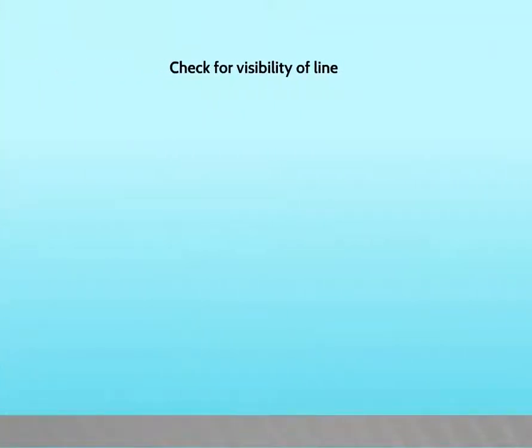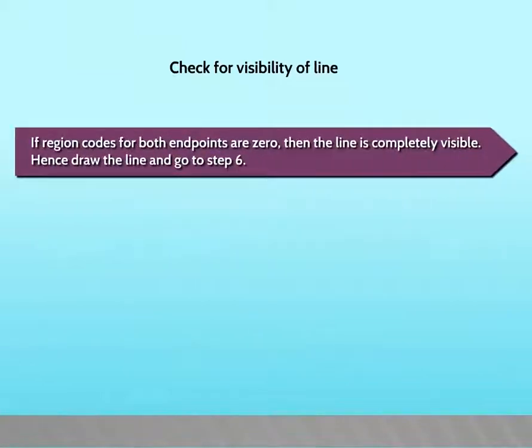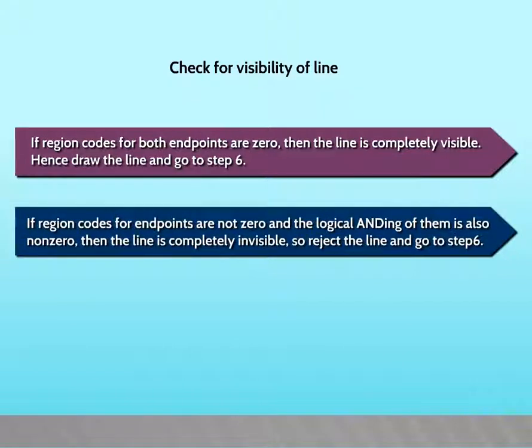Check for visibility of line. If region codes for both endpoints are 0, then the line is completely visible. Hence, draw the line and go to step 6. If region codes for endpoints are not 0 and the logical ANDing of them is also non-zero, then the line is completely invisible, so reject the line and go to step 6.